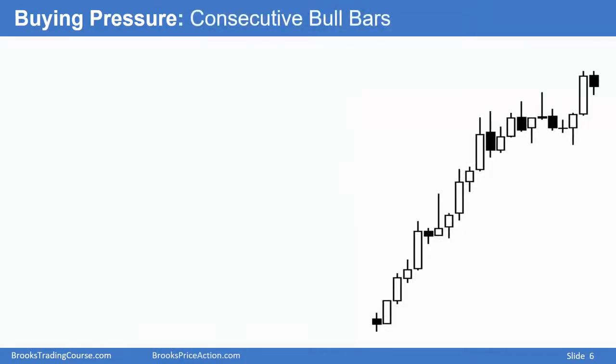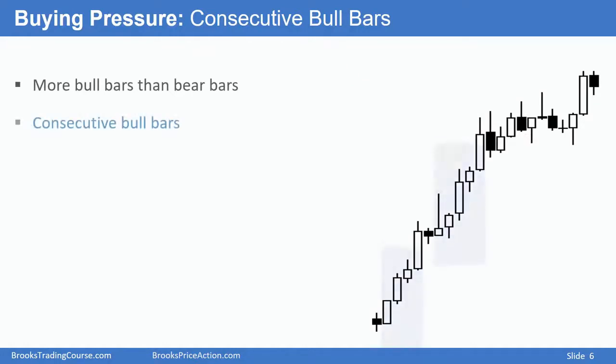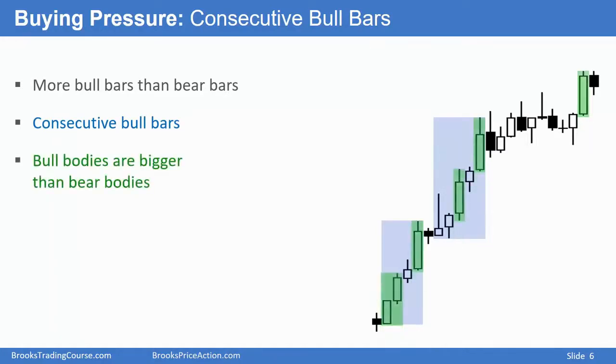All right, let's take a look at this chart. First thing that is striking is that there are more bull bars than bear bars, and that there are also consecutive bull bars. There are 4 bull bars here and 5 consecutive bull bars here. And look at the size of the bull bodies and compare them to the bear bodies. The bull bodies are bigger than the bear bodies.